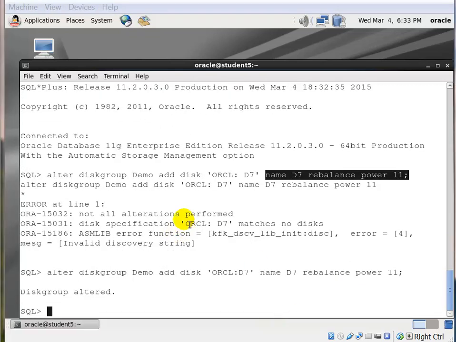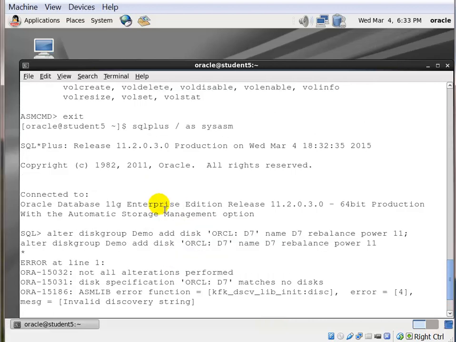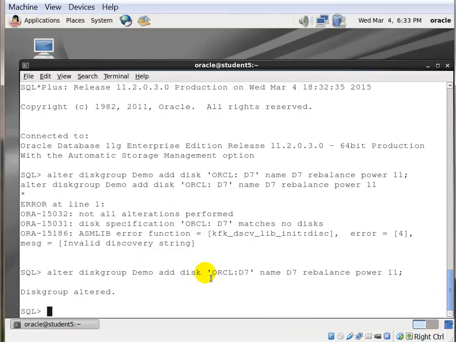Here we connect as sysasm and issue the command alter disk group demo add disk. I actually made a mistake here. There should be no space. So the command here is ORCL:D7. This name will be available as long as you have Oracle ASMLib and the supporting packages on your OS. Your disk path will be identified as such.